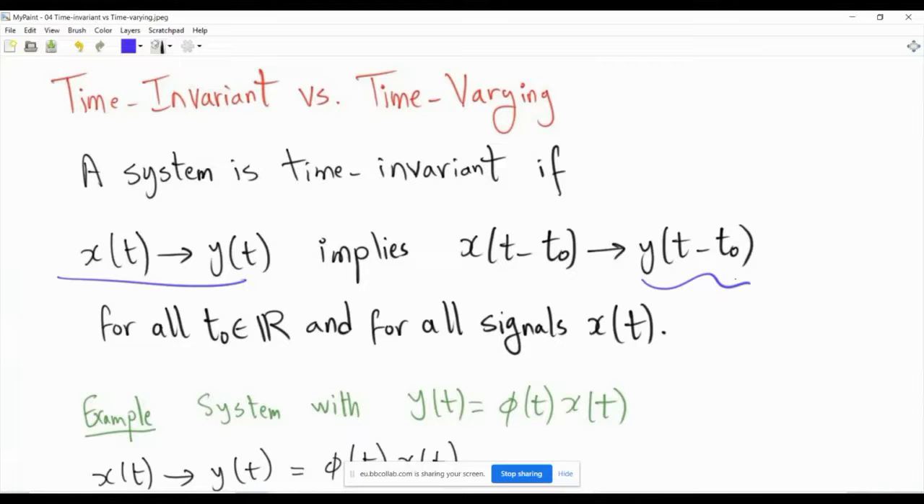So a system is time invariant: you give it some input, it responds with a certain output. You shift the input. What will happen to the output is that it's the original output shifted by the exact same shift as the input. So this is minus t0, this is minus t0. And this should be true for every x of t and for every shift t0, which can be any real number, whether positive or negative. If this is satisfied, our system is time invariant. Otherwise, the system is time varying.